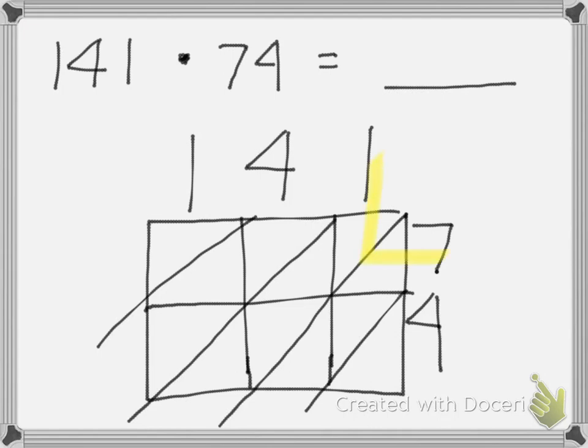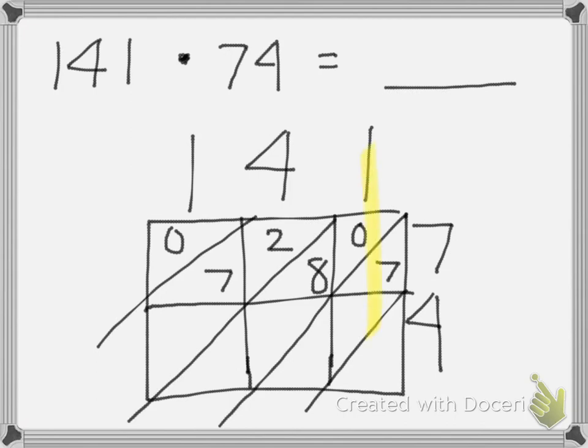Just so we can keep track, I'll highlight here as we go. 1 times 7 is 7. 4 times 7 is 28. 7 times 1, 7.